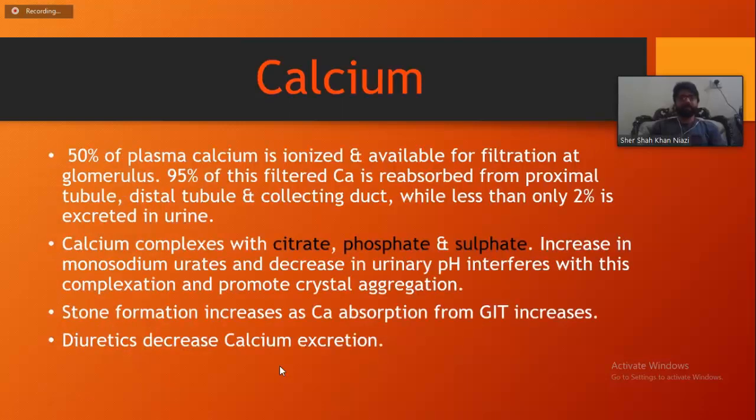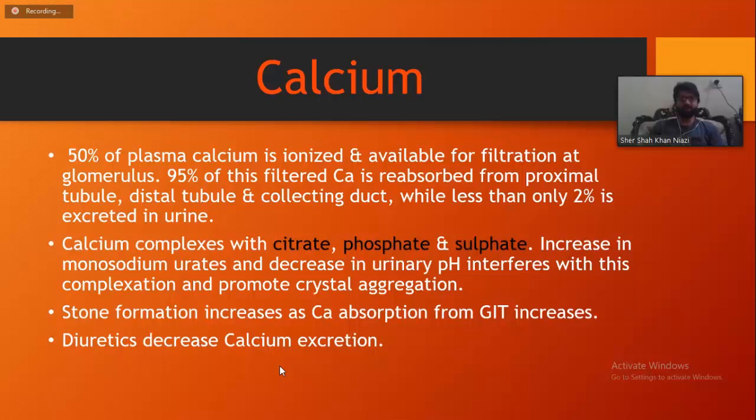First of all, calcium. So of the total calcium present in our blood plasma, 50% is ionized and is filtered into the glomerulus. 95% of this filtered calcium is reabsorbed by the proximal tubules and the duct, while less than 2% is excreted. So calcium inside the urine complexes with citrate, phosphate, and sulfate. An increase in phosphate and a decrease in urinary pH interferes with this complexation and promotes crystal aggregation. Stone formation increases as calcium absorption from the GIT increases, while diuretics decrease calcium excretion.